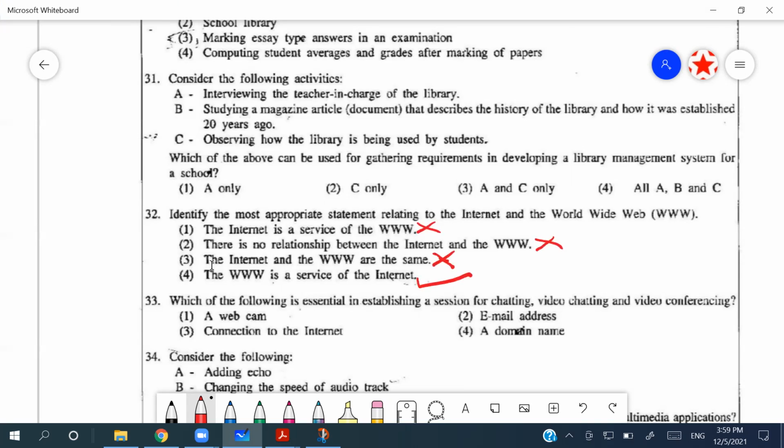Right, so what are the other services in the internet? You can tell FTP, file transfer protocol. You can take remote access. You can take email services. You can take instant messaging services, right? Those kinds of things are services of the internet. www is the most famous service in the internet, right? So for 32nd, it's the fourth one.